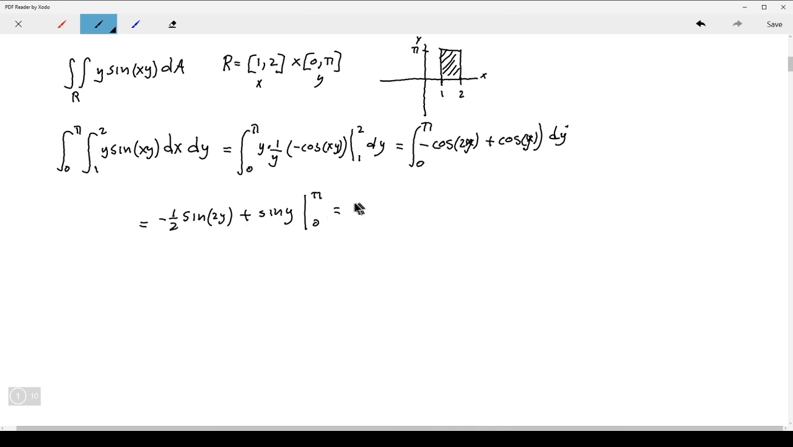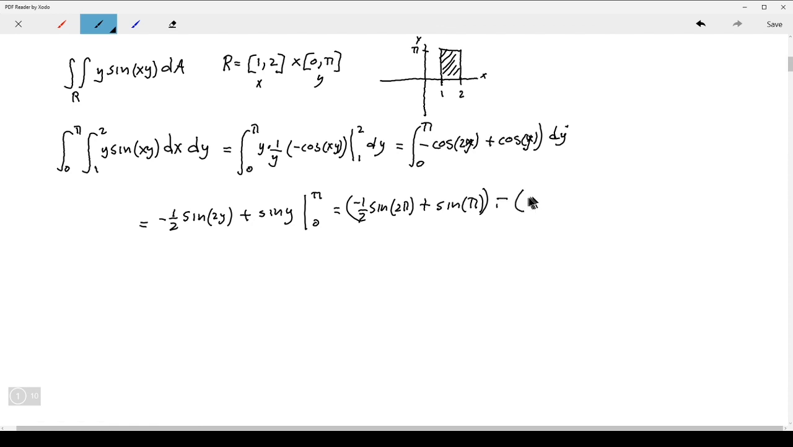So negative 1/2 sine 2 pi plus sine pi, minus. Sorry, I keep getting my pluses and my minuses mixed up because I'm trying to think ahead here.